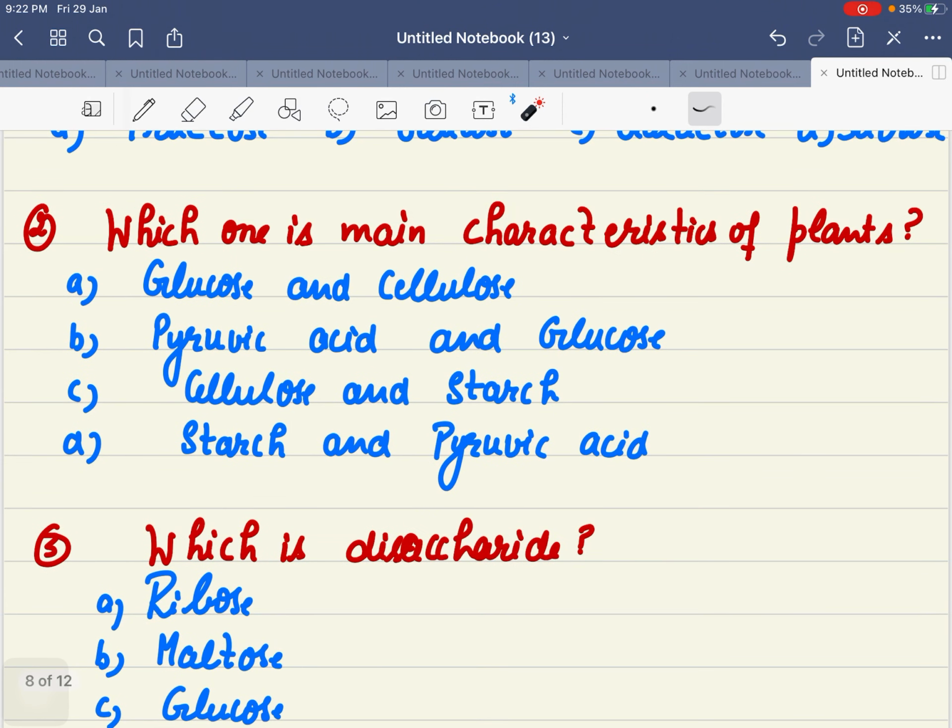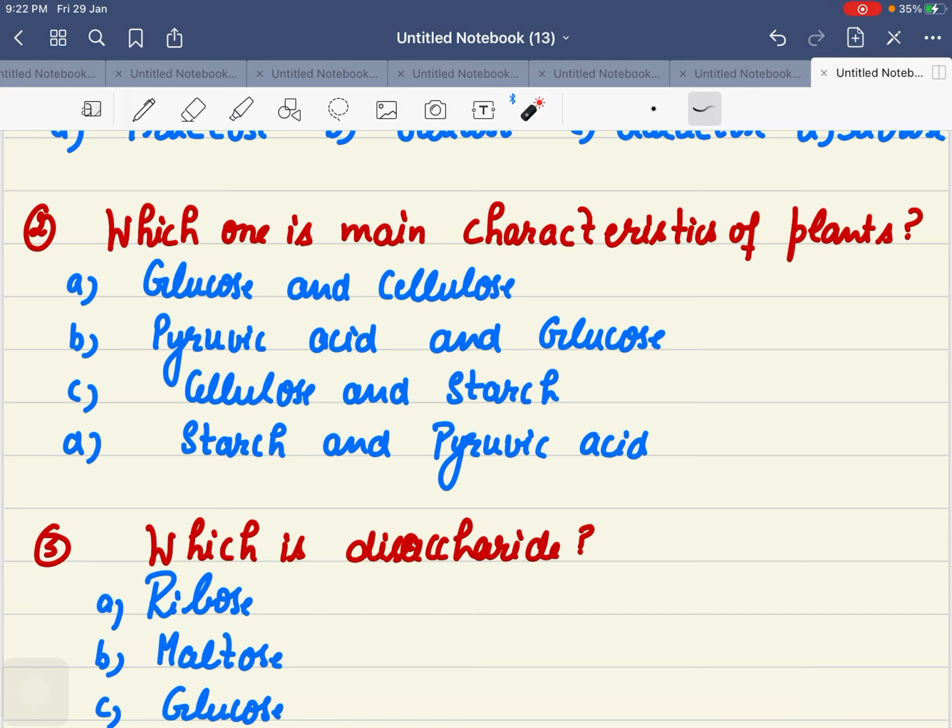Which one is the main characteristic of plants? Glucose and cellulose, pyruvic acid and glucose, cellulose and starch, starch and pyruvic acid. See, for this kind of question you don't need a key to know where these questions are coming from. You only need to understand that now you need to apply your concept.